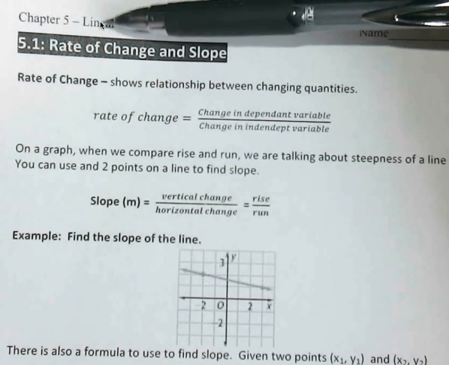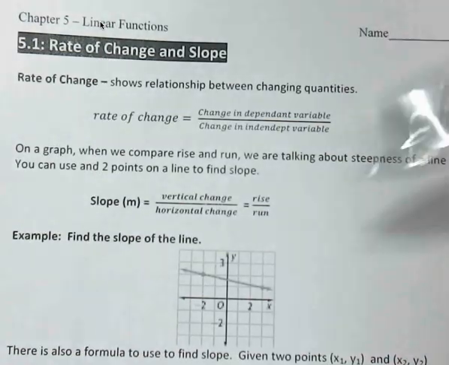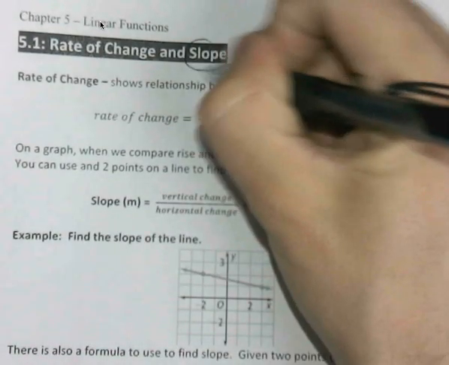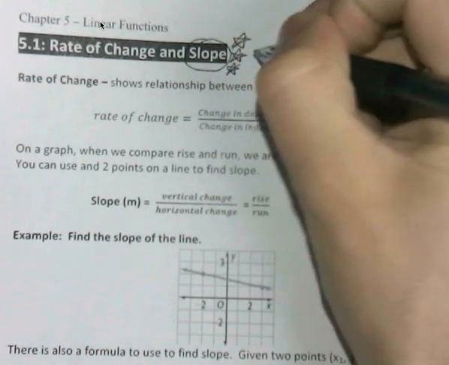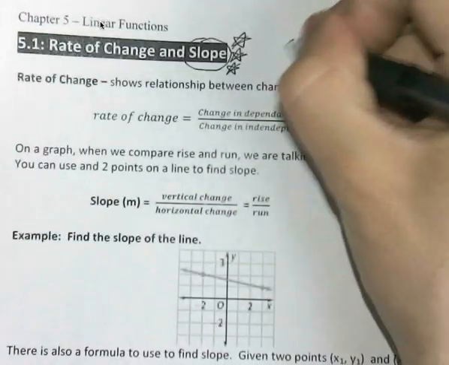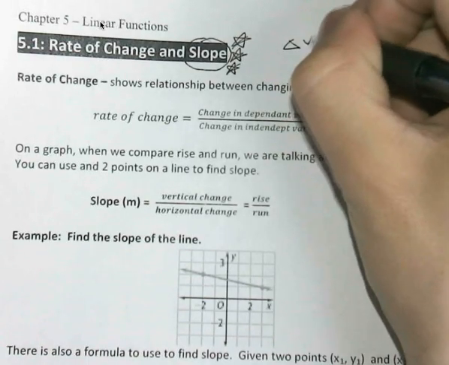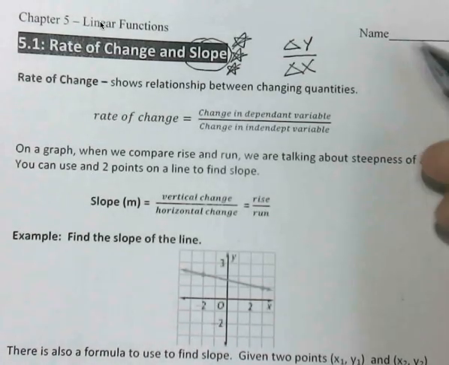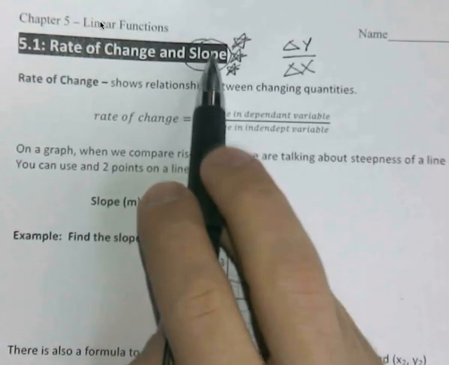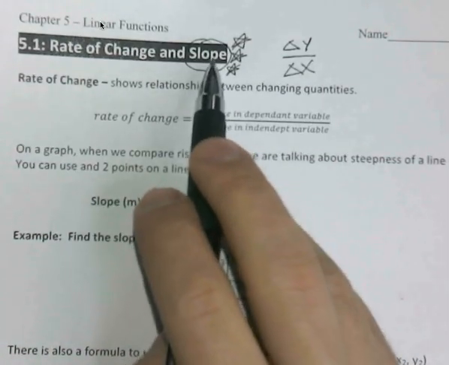With 5.1, dealing with rate of change and slope, this is a really big topic in graphing, and we've actually seen it a little bit previously in Chapter 4, where there was one point where I was denoting the change in y over the change in x. And that was really the slope of the type of line that we were graphing.